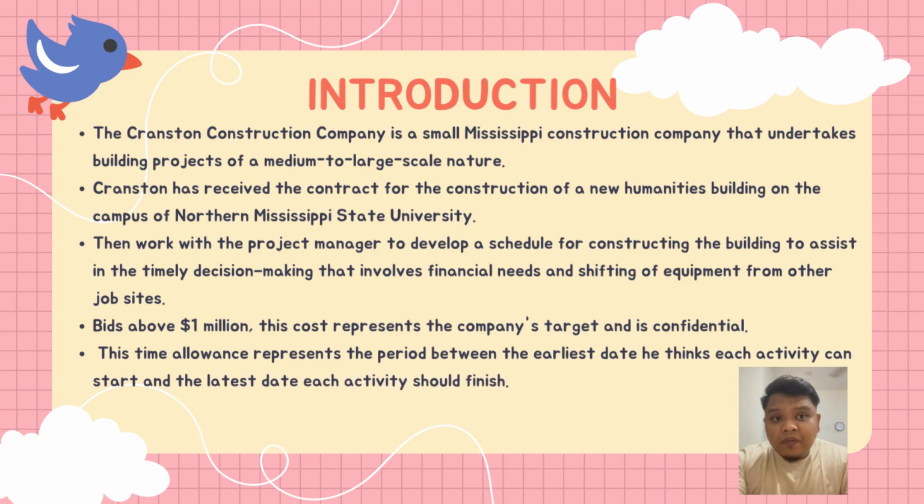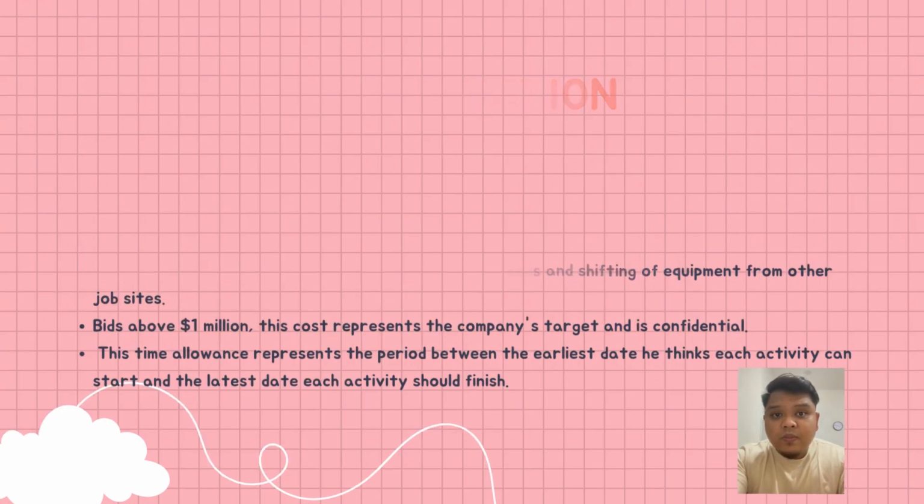Okay, a bit above 1 million. This cost represents the company's target and is confidential. Okay, this time allowance represents the period between the earliest date each activity can start, and the latest date each activity should finish.